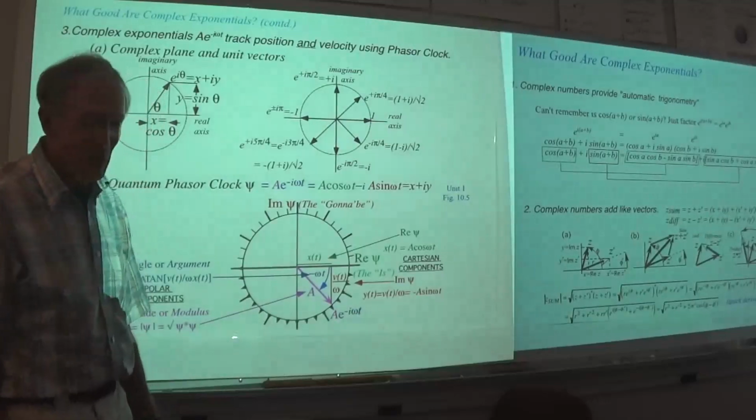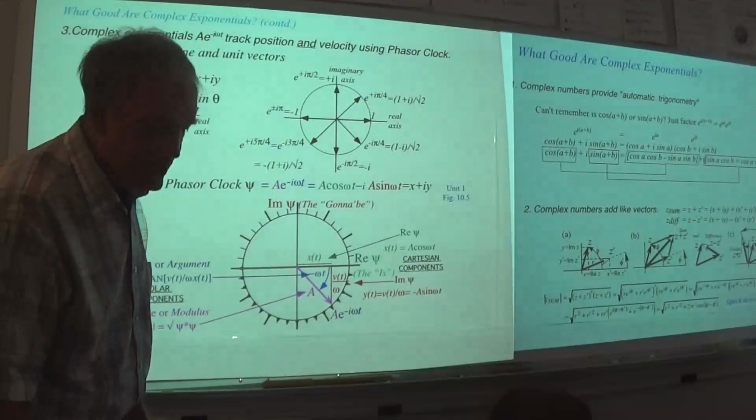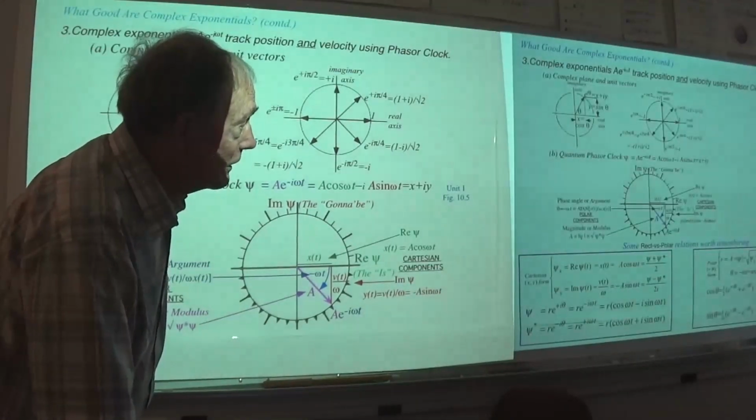So you can think of the imaginary part as a prediction of the future. It's going to be. Okay, that's all well and good, I think.